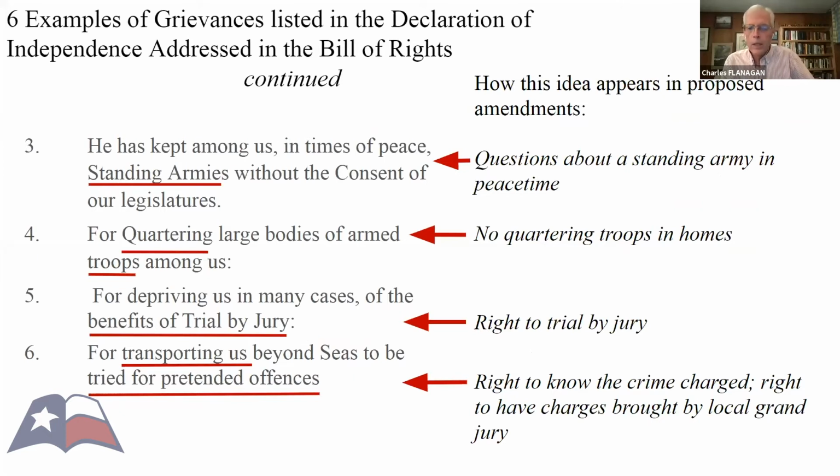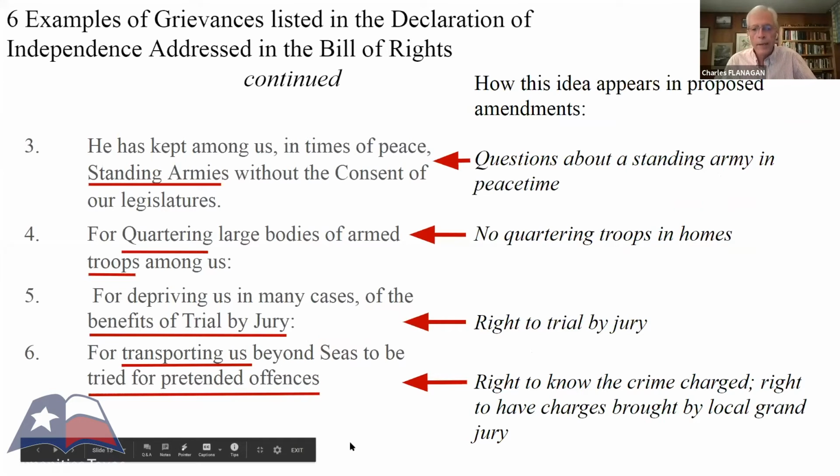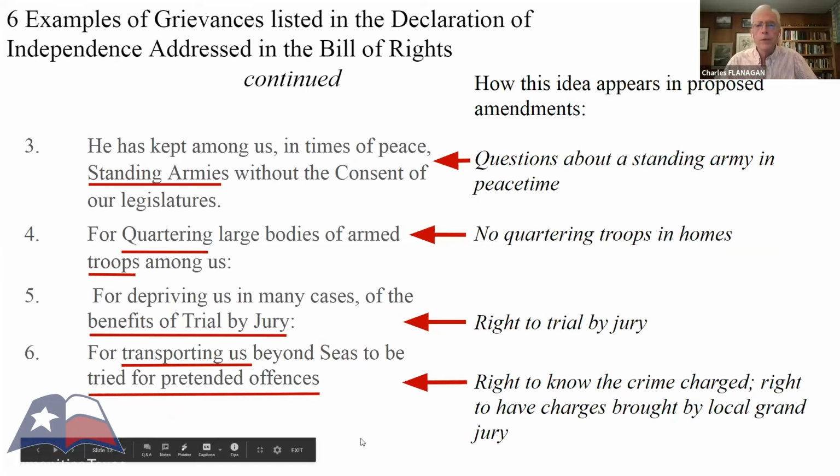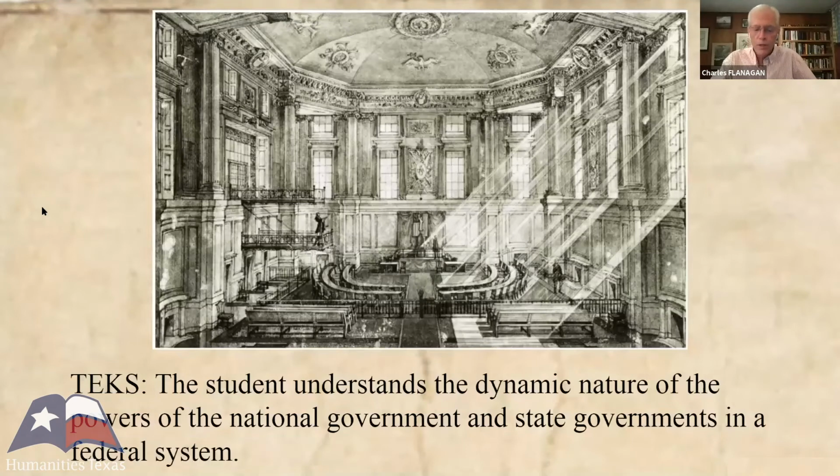The last 2 relate to the trial by jury, and you'll see that the right to a trial by jury, the right to know the crime charged, and the right to have charges brought by a local grand jury are going to be parts of the debate about the Bill of Rights and ultimately appear in the Bill of Rights. So the question of teaching how grievances from the Declaration of Independence appear in the Bill of Rights is pretty straightforward, but the more important thing is showing the kids how they work through that debate and appear in the final product.